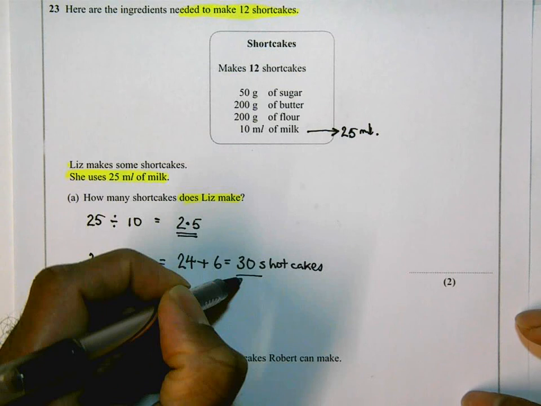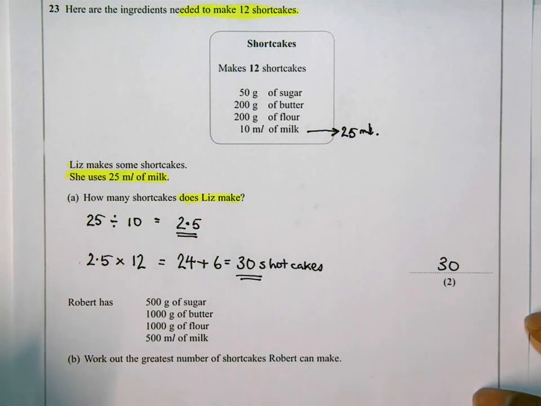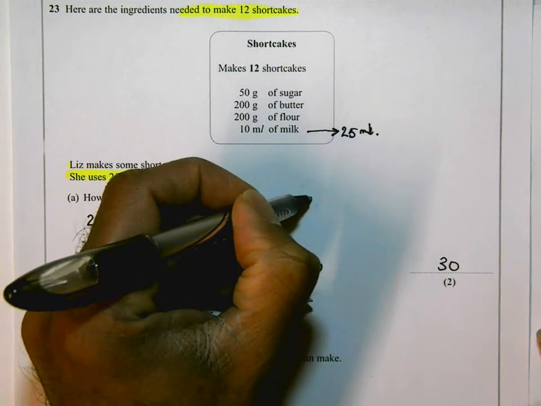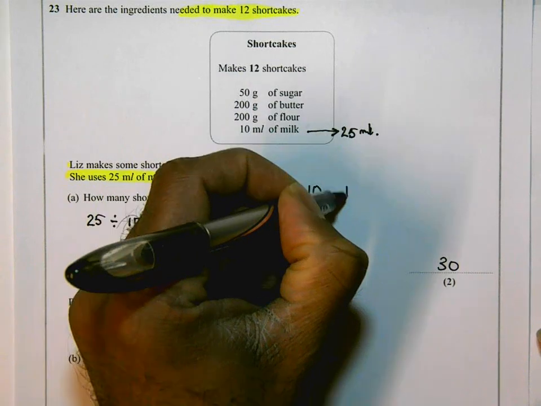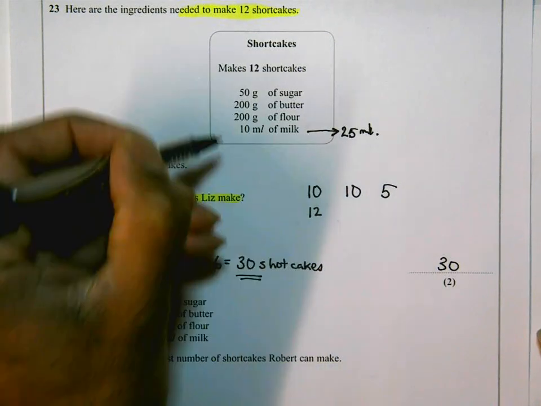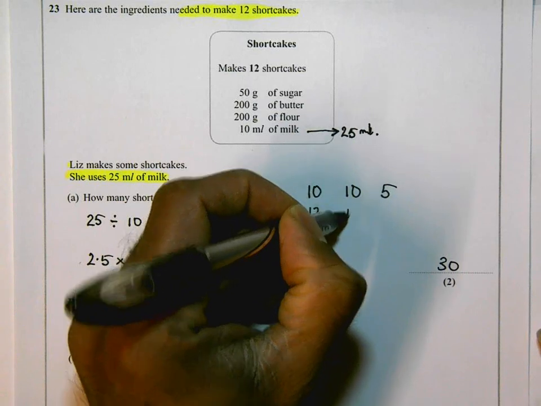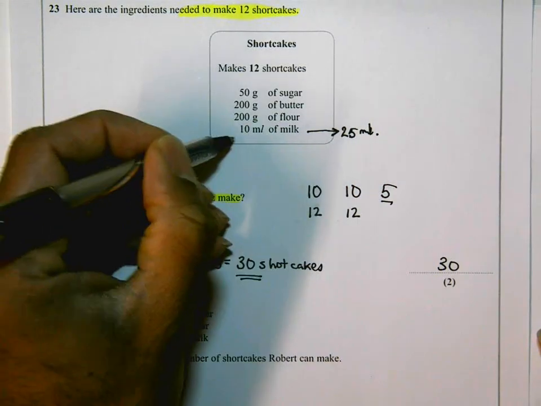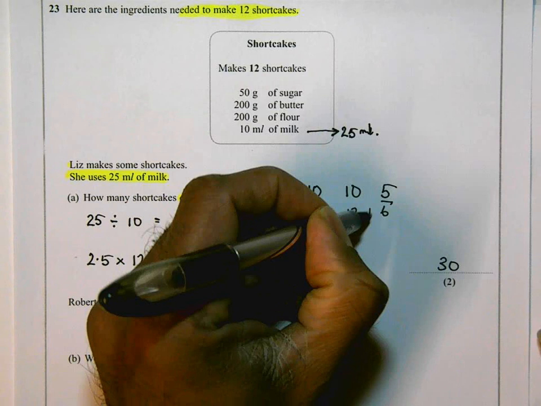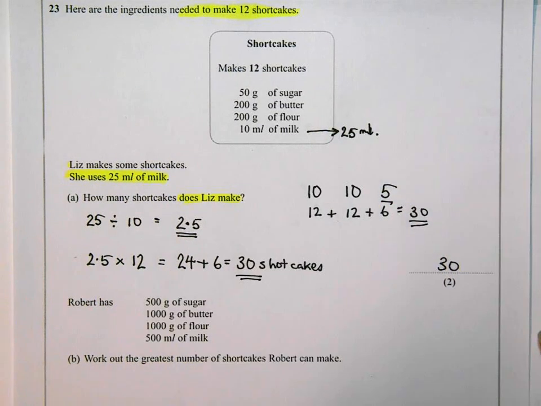30 shortcakes altogether. There are many other ways you could do this question. If she uses 25 milliliters of milk, well, 25 is 10 and 10 and 5. For 10 milliliters, she makes 12 shortcakes. For another 10, she makes 12 shortcakes. And if she had 5, which would be half of this, she'd make half as many shortcakes, which is 6. Add these together, and that gets you to the 30 shortcakes as well. So there are many ways in which you could do it. That is just two possible ways.